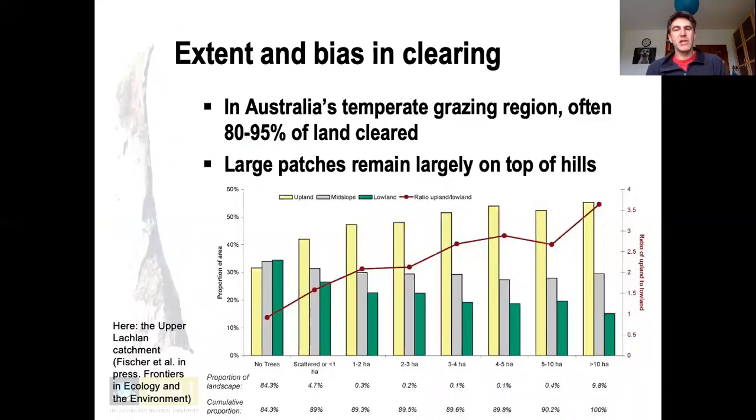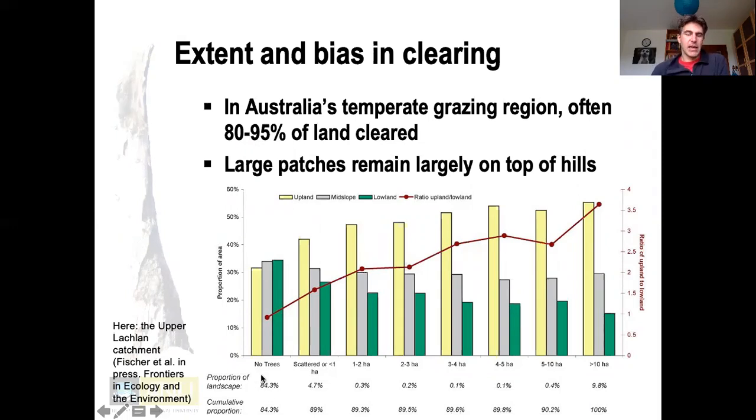And we can see that, for example, in this figure here. In many parts of the landscape, 80 to 95% of land have been cleared, and large patches remain largely on top of hills. So let's take a look at that here. Which proportion of the landscape has no trees? Okay, that's 84%. So that means 84% of the landscape here has no trees.